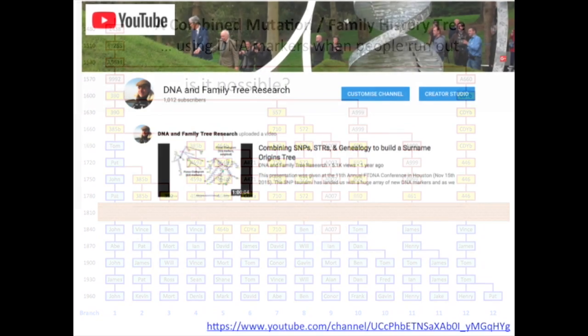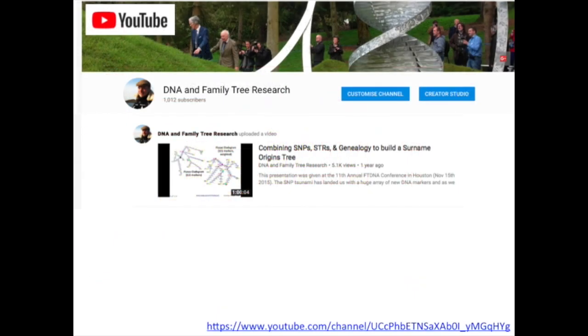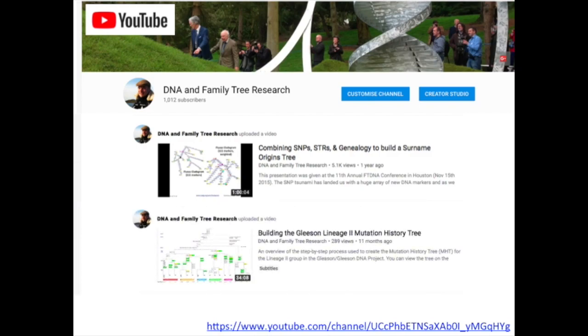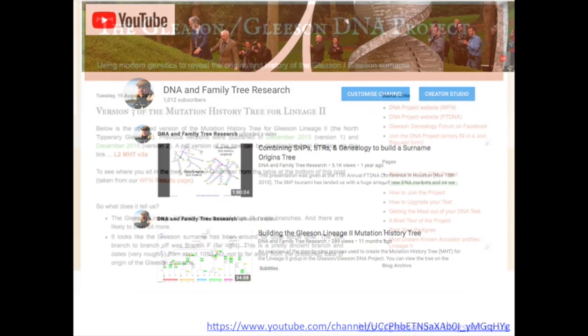Is it possible? And I did talk about this 2 years ago here, and I have that video on my YouTube channel talking about combining SNPs, STRs, and genealogy to build a surname origins tree. That has moved on since, and I'm going to give you an update today. And there's also a video on how I built the Mutation History Tree, that's what I call it, for my GLEASON Lineage 2 group. And those are the GLEASONs from North Tipperary. So those are two videos that would be complementary to the talk that you're going to hear me give today.